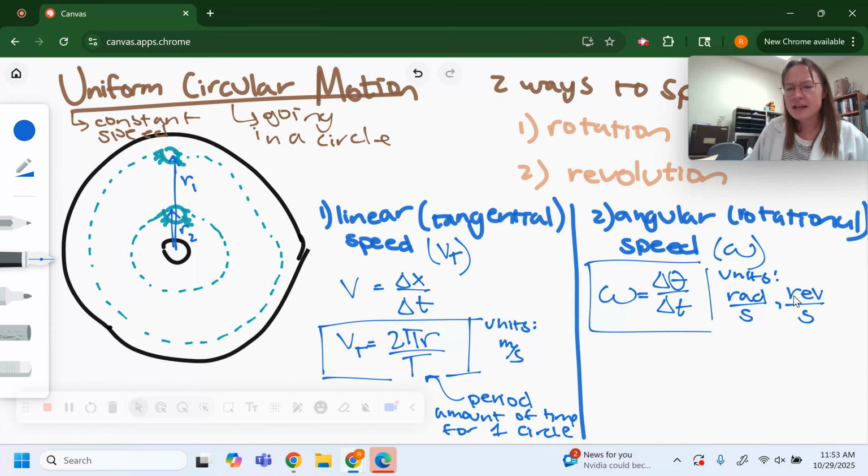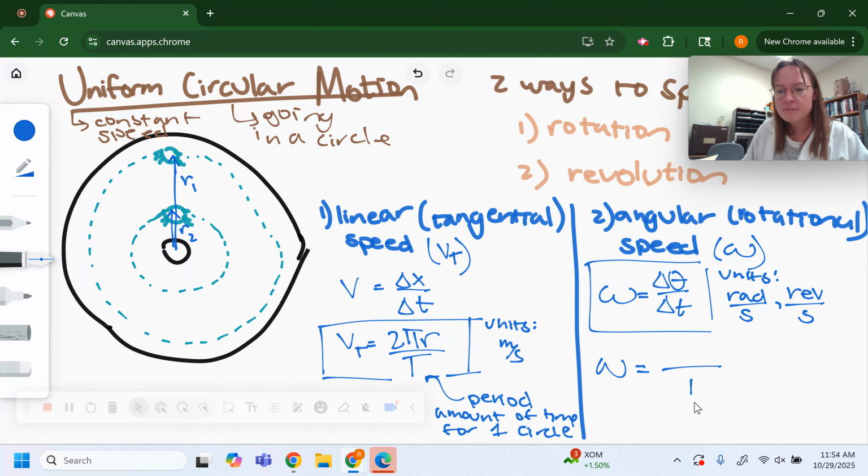These are both acceptable units, but they kind of lend themselves to different equations. Let's take a look. If I wanted to talk about omega in terms of period, the same way that I talked about my tangential speed in terms of period, I would say that T, capital letter T, that's the period, the amount of time it takes to go around the circle once. And then the amount of angle in a circle is 2 pi. So omega is equal to 2 pi over T, 2 pi over the period.